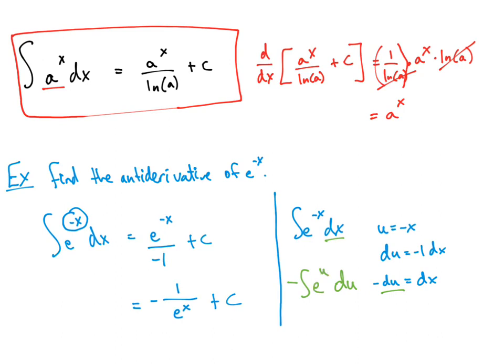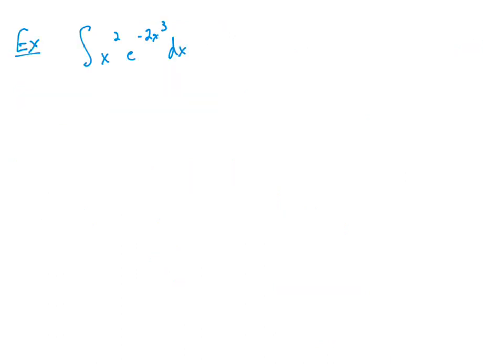Okay, so the integral of e to the u is just e to the u. We'll bring down that negative sign, plus c, and then replacing the u with negative x up here, this will be negative e to the negative x plus c, which is the same thing as negative 1 over e to the x plus c. So either way we want to do it, we'll end up with the same value here.